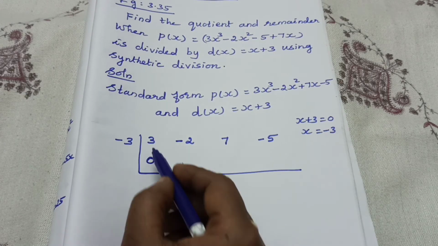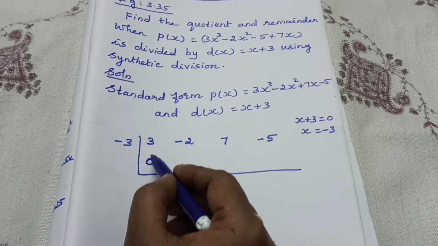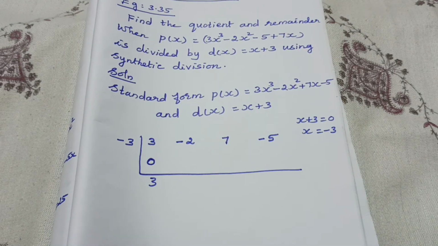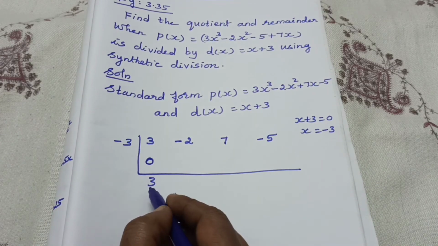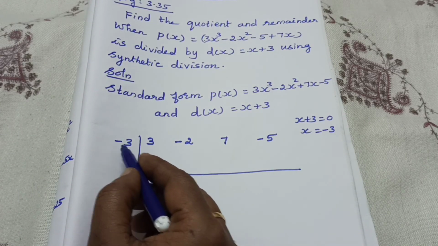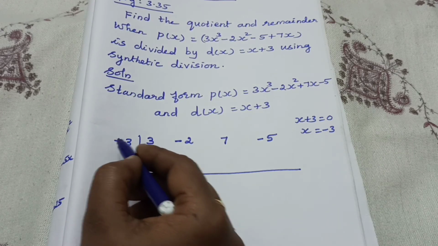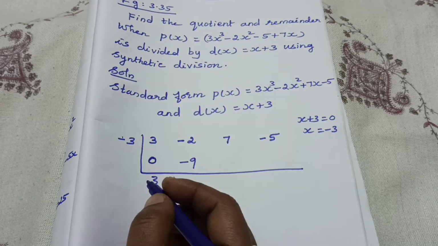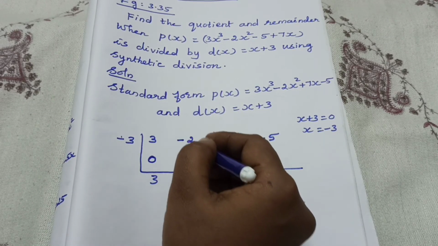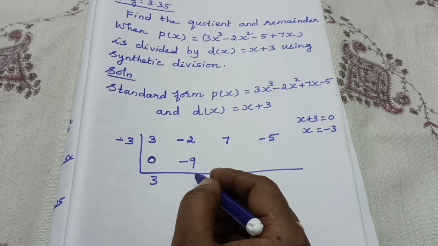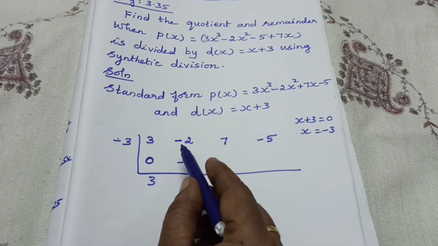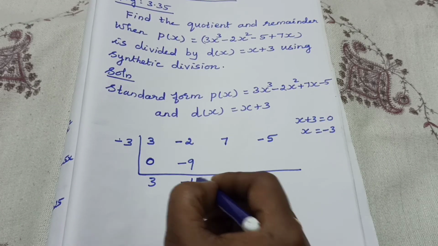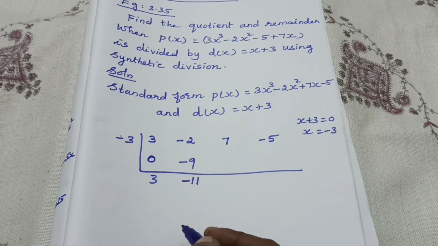Afterwards, this first column we have to add. 3 plus 0 is 3. Am I correct? Then afterwards, this 3 and minus 3 we have to multiply. What will we get? Minus 9. Then the second column we have to add. Minus 2 minus 9 is minus 11. The same line you should write it.